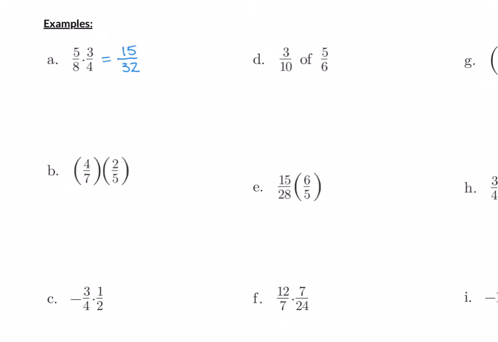Example B, same thing. I can multiply straight across. If we multiply straight across, we get 4 times 2 is 8. 7 times 5 is 35. 8 and 35 have no common factors, and so we are done.